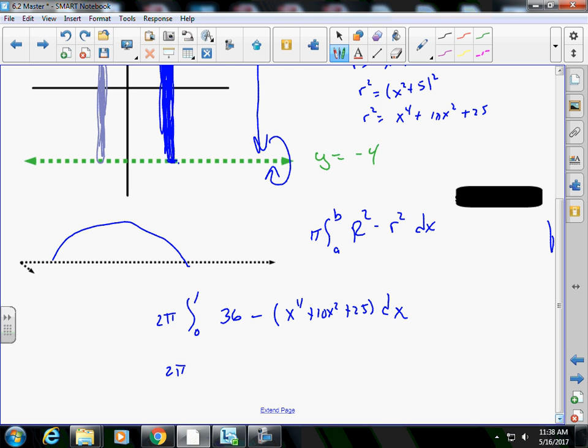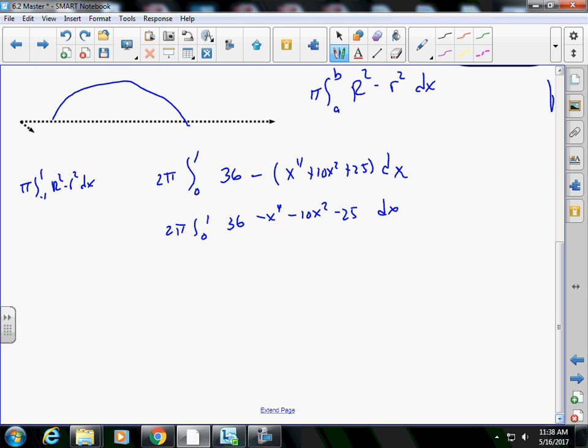So I have 2 pi. So everyone, by the way, I could have just done pi from -1 to 1, big R squared minus little r squared dx. I choose to double it. So now I have 36, subtract x to the fourth, subtract 10x squared, subtract 25 dx, combine whatever I can. So I have 2 pi from 0 to 1 of minus x to the fourth minus 10x squared plus 11 dx.